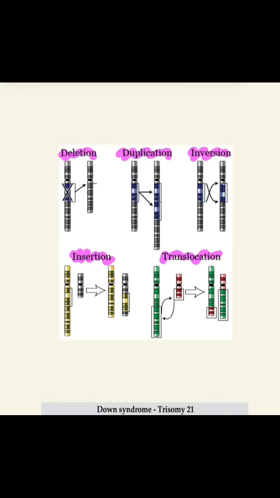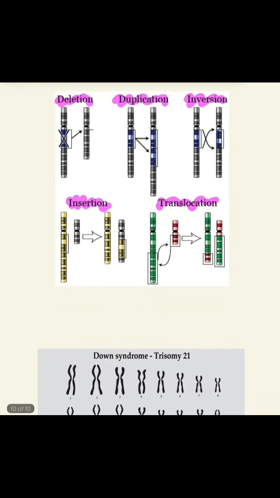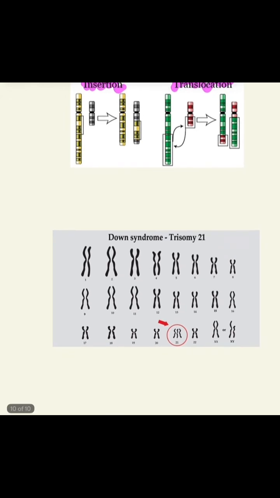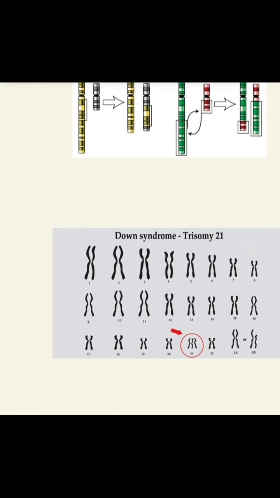There's also something else called aneuploidy. So aneuploidy refers to an abnormal number of chromosomes in a cell. That results from errors in chromosome separation during meiosis. This error is called non-disjunction, where homologous chromosomes or sister chromatids fail to separate correctly.